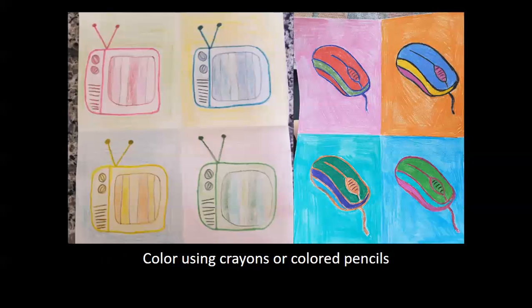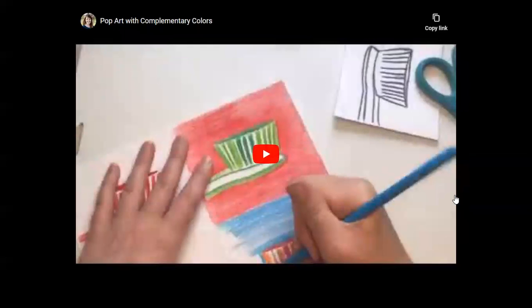Here's some examples from last year that students made. One student chose to do an old style TV, and this is how our project is going to be set up. You're going to have 4 different panels within the artwork, and you're going to repeat that image 4 different times. But notice how each square has a different color scheme. Another student decided to make a mouse as their subject. Let's talk about how we're going to do this.